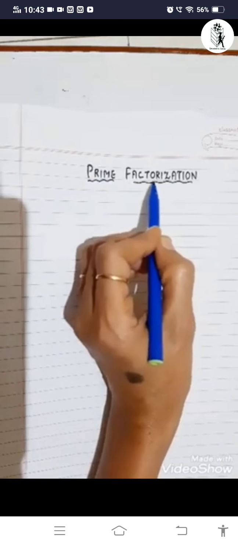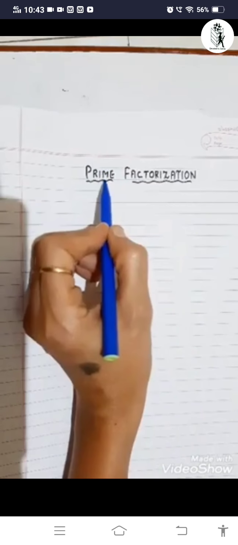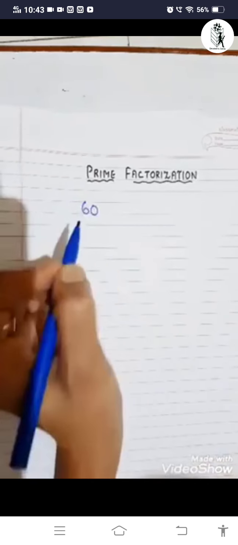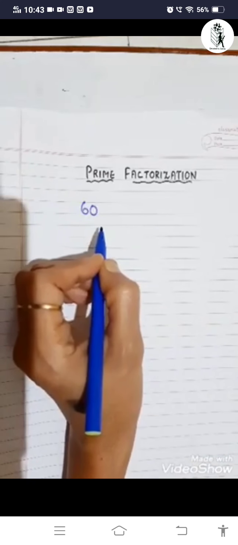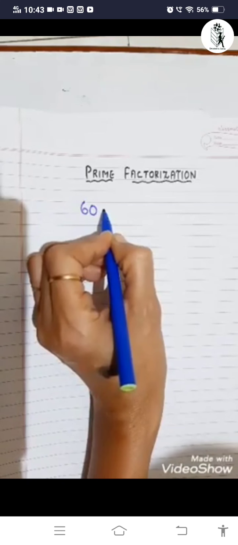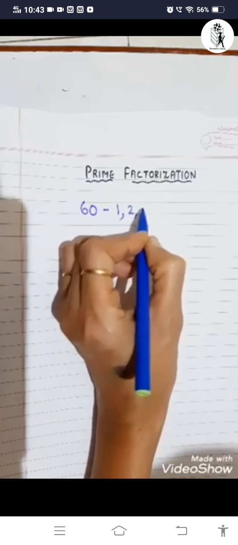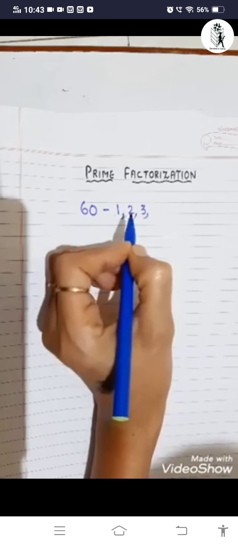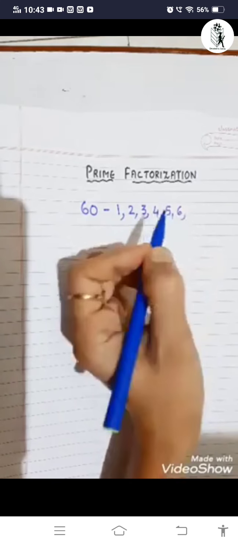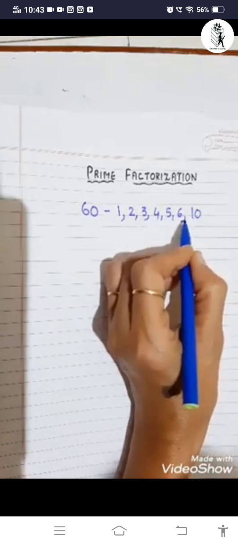What is factorizing a number? Factorizing a number means finding out the factors. Now the word prime I'll come to later on. Suppose I give you the number 60 and ask you to factorize this number. Factorize means we have to list out the factors. So that is 1, 2, 3, then 4, 5, 6, and then 10, because 6 tens are 60.